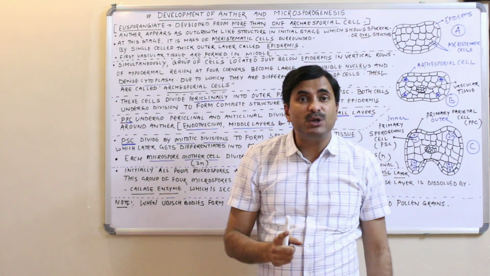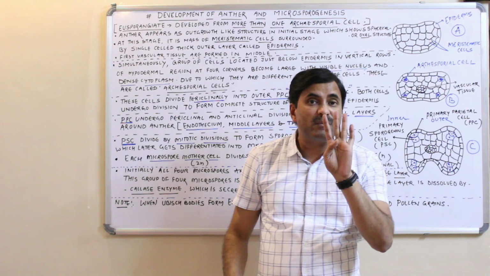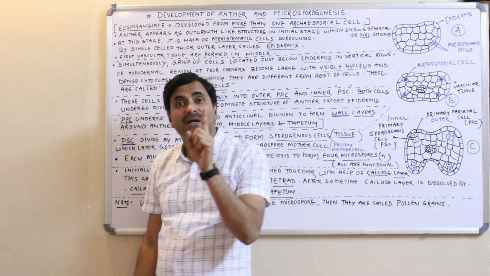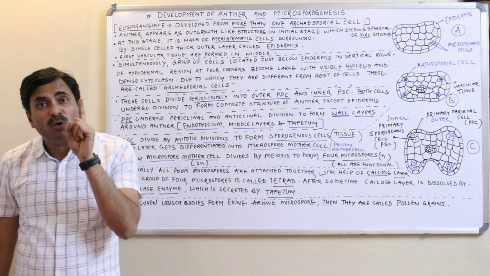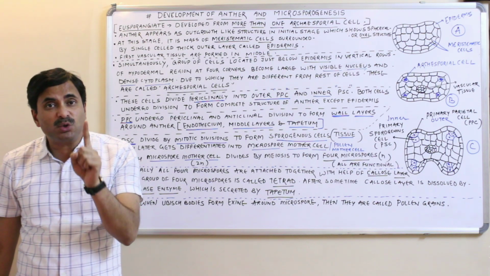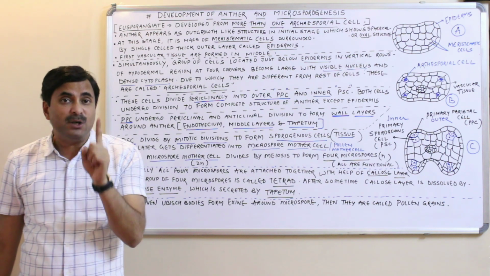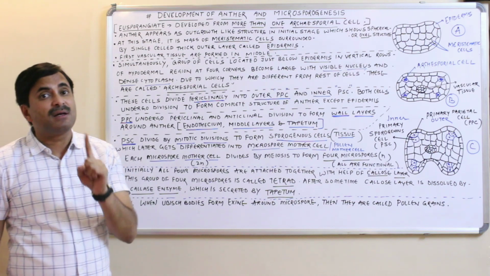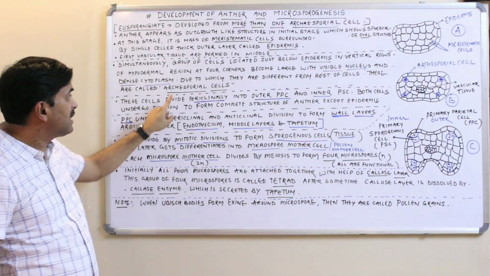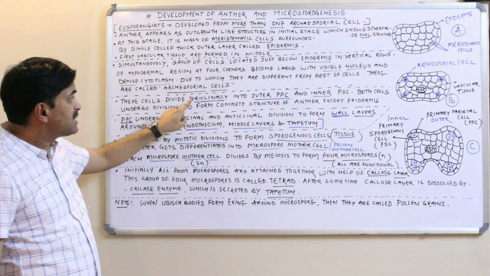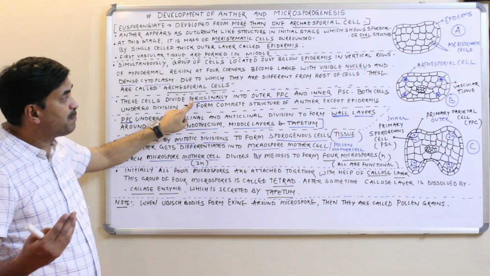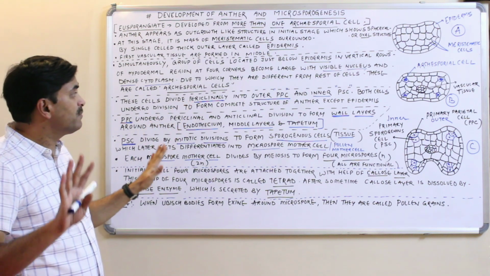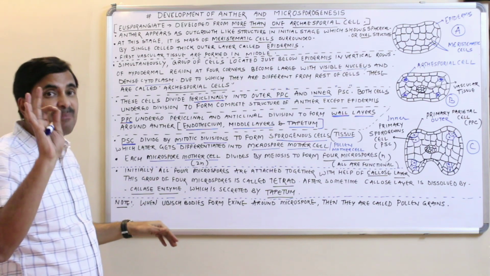If you have seen my video, you know very well that the anther is surrounded by four layers: epidermis, endothecium, middle layers and tapetum. But always remember that the epidermis is not formed by the archisporial cell. Endothecium, middle layers and tapetum will definitely be formed by the archisporial cell, but epidermis is not. So what I want to say is that the archisporial cell now divides periclinally into two cells: outer PPC and inner PSC.